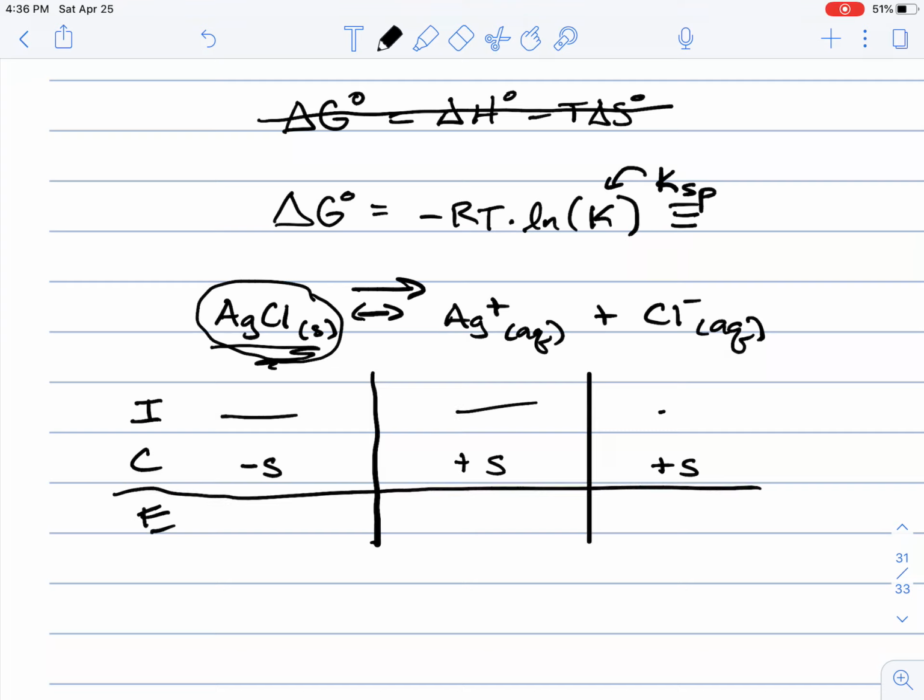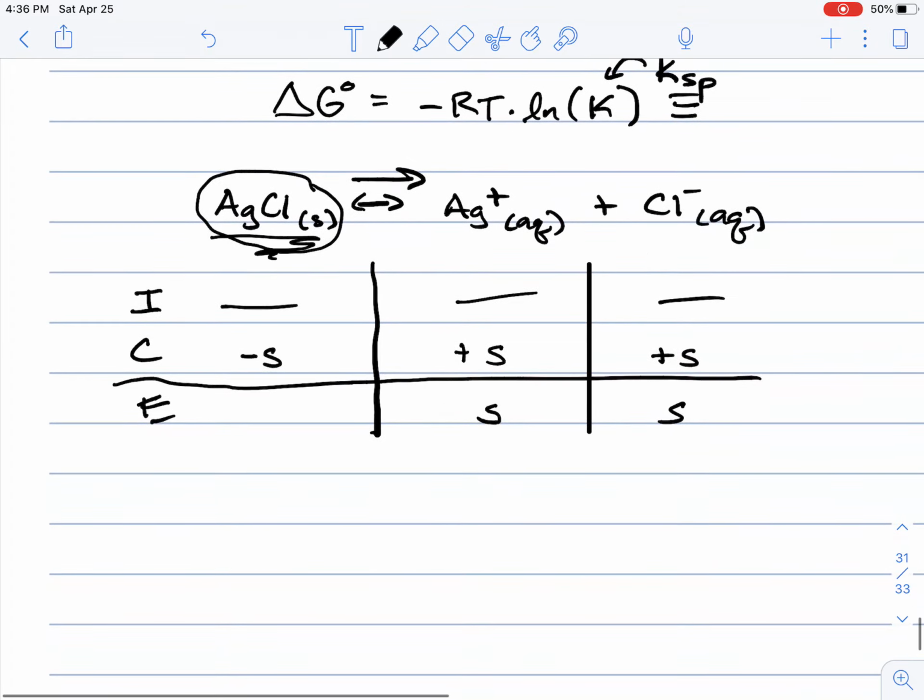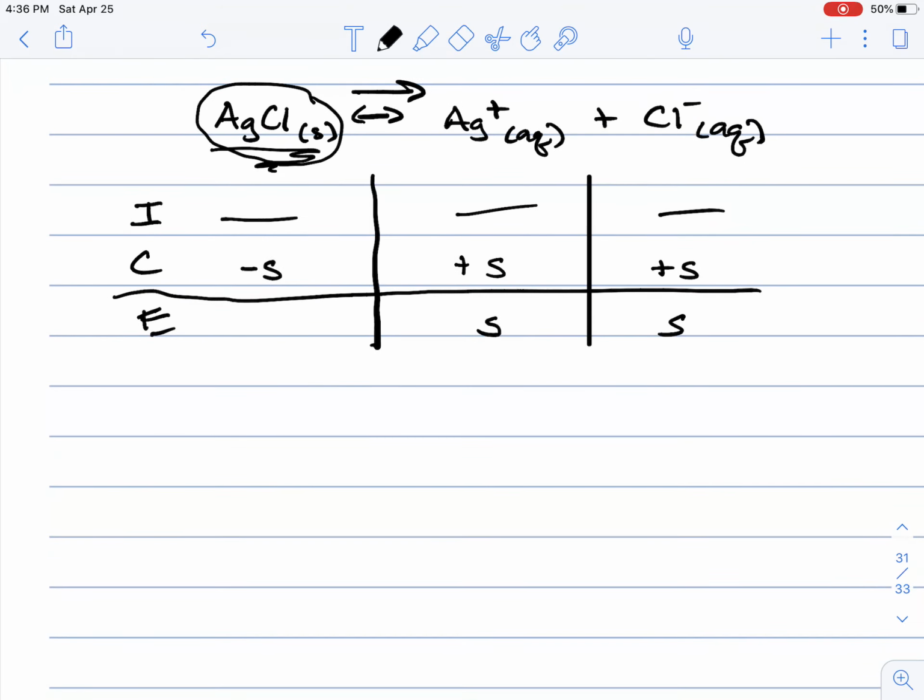And so the equilibrium concentration for silver and chloride is going to be equal to the molar solubility of silver chloride. We can write a mass action expression, and when we write mass action expressions, we ignore the solid state. So this is simply the concentration of Ag plus raised to the first power, because we have a coefficient of 1, times the concentration of Cl minus raised to the first power. And that's going to give us the Ksp value.